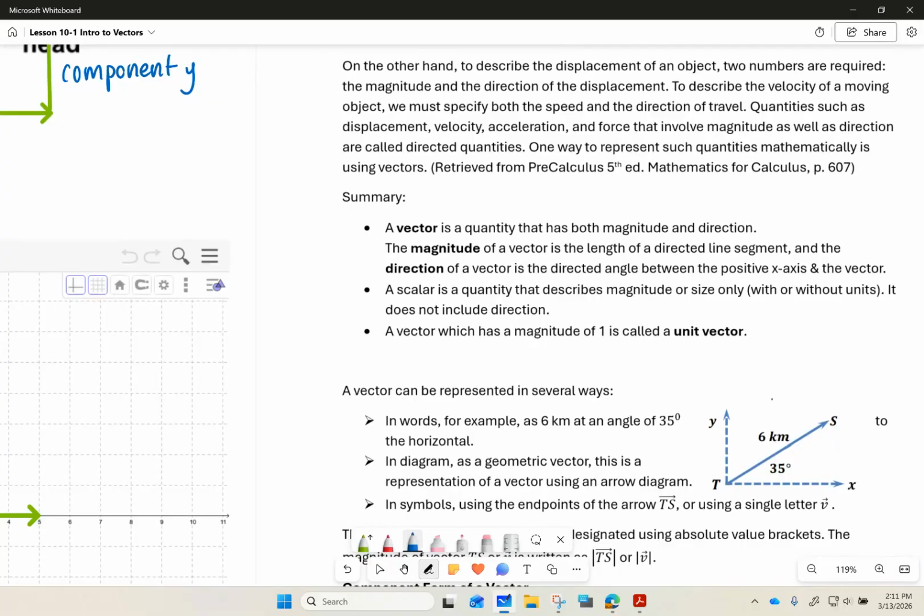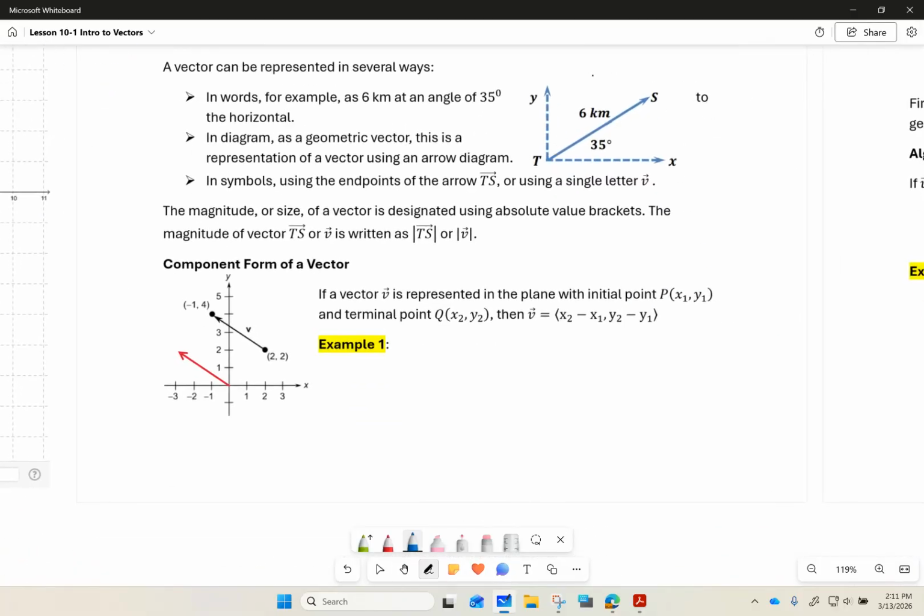So here we go. Here is what's happening. They gave us an initial and a terminal point. My initial point, so write with me, initial point is P, and in looking at the picture, it's (2, 2), and my terminal point is Q, and it's (-1, 4). All right, so that's my initial and terminal point, (2, 2) and (-1, 4).